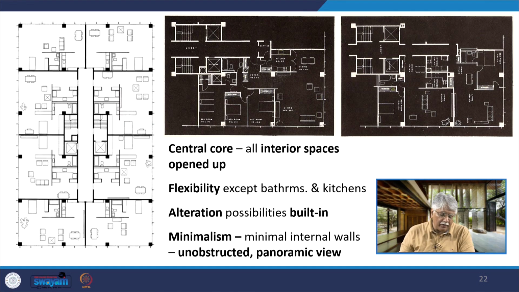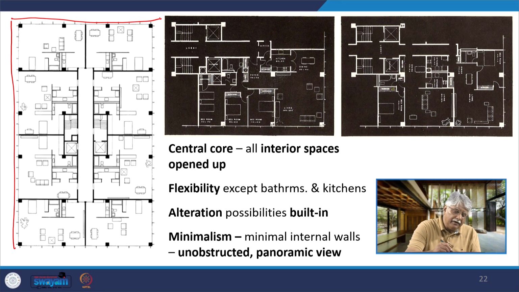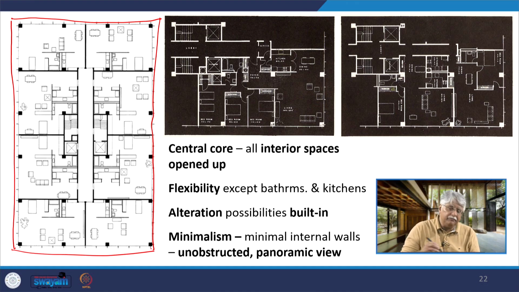They could be arranged in various configurations. So the central core, from where all the interior spaces opened up, there was flexibility in the apartment configuration except for the bathrooms and the kitchens, and there were alternate possibilities that were already built in within the way the building was designed. It was minimalism. There were minimal internal walls, and thus there was unobstructed panoramic view from the building from all sides, and the facade of all the sides of both the buildings were exactly identical. The orientation was not taken into consideration. All the sides were having the same glass facade.